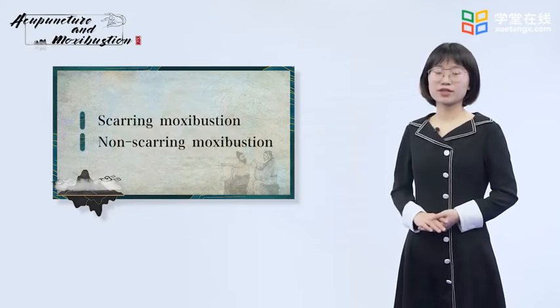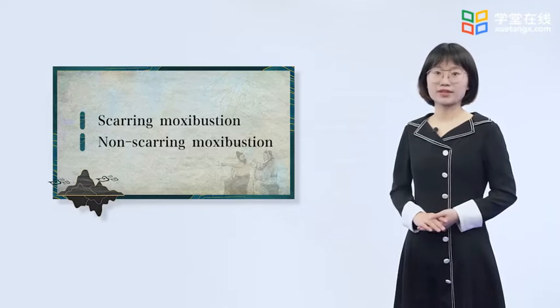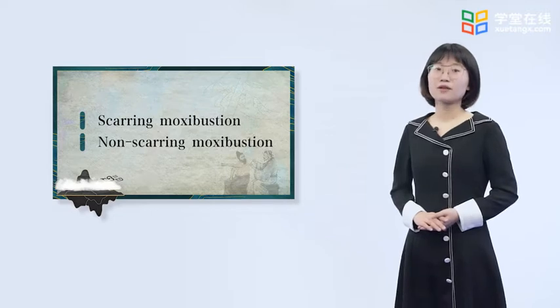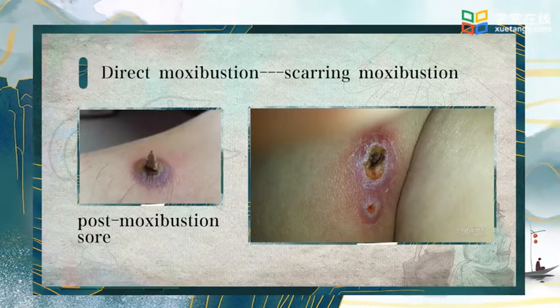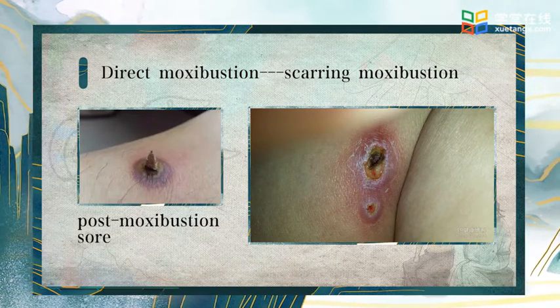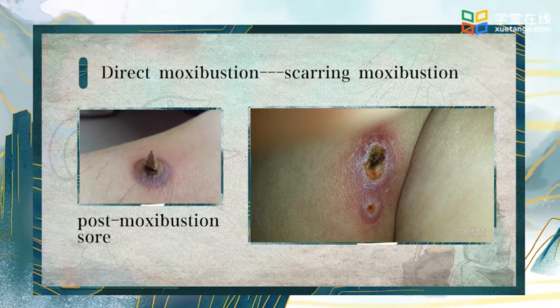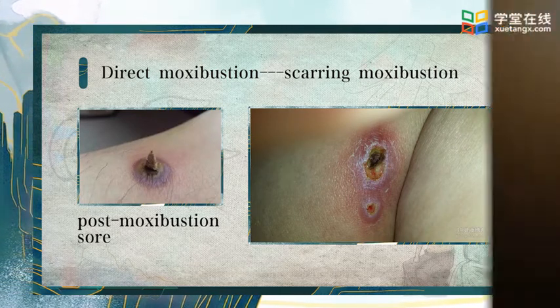According to different retention times, direct moxibustion may lead to scarring or non-scarring moxibustion. The scarring one may leave a post-moxibustion sore on the patient's body. This method, which may cause the post-moxibustion sore, is good for treating some chronic diseases, such as asthma.